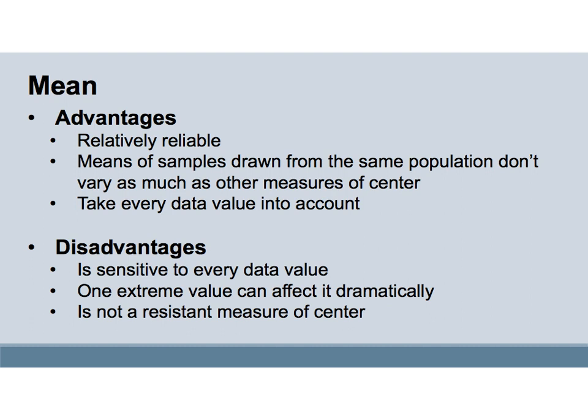Some advantages of the mean. It's pretty reliable. Means of samples drawn from same population don't vary as much as other measures of center, and it takes every data value into account. But sometimes that's the disadvantage. If there's an outlier in there, it can really mess up your mean.